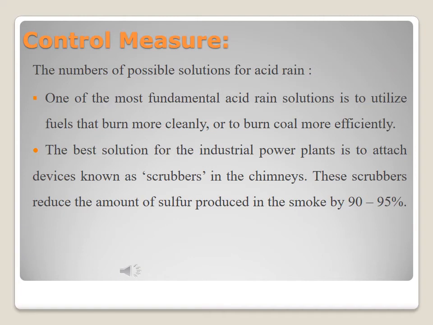Now let's see the number of possible solutions for acid rains. One of the most fundamental acid rain solutions is to utilize fuel that burns more cleanly or more efficiently. The best solution for the industrial power plants is to attach devices known as scrubbers in the chimneys. These scrubbers reduce the amount of sulfur produced in the smoke by 90 to 95%.